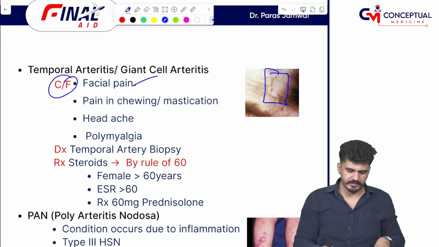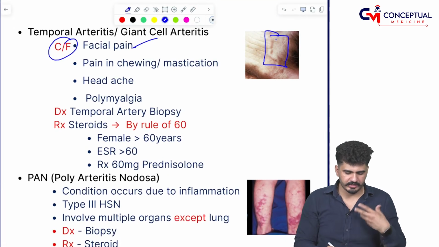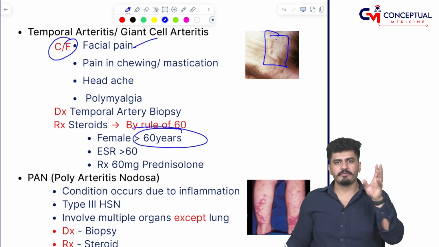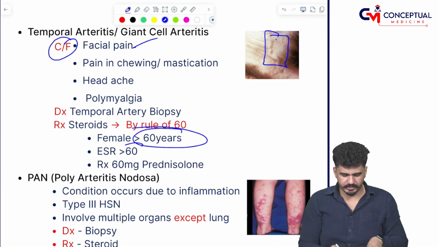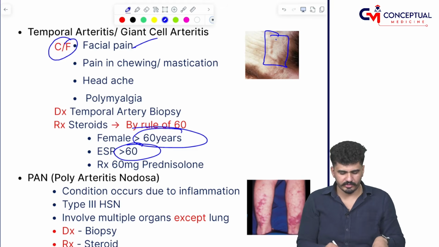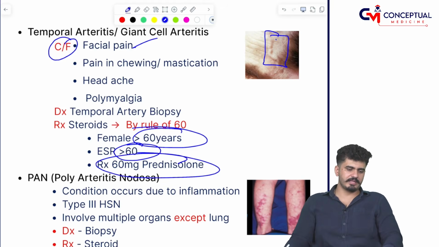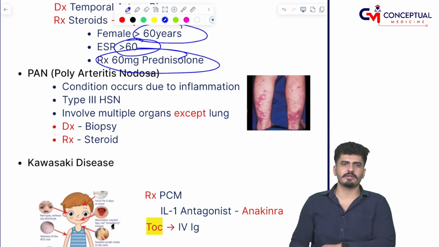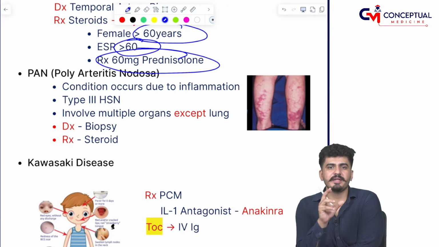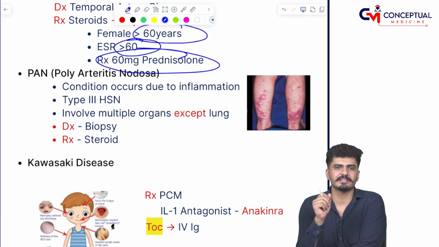Now, what is this rule of 60? Most commonly it is seen in females more than 60 years. When on investigation ESR is more than 60, then you have to give prednisolone, that is also 60 mg per day prednisolone. Next vasculitis is PAN, that is medium vessel vasculitis, polyarteritis nodosa.